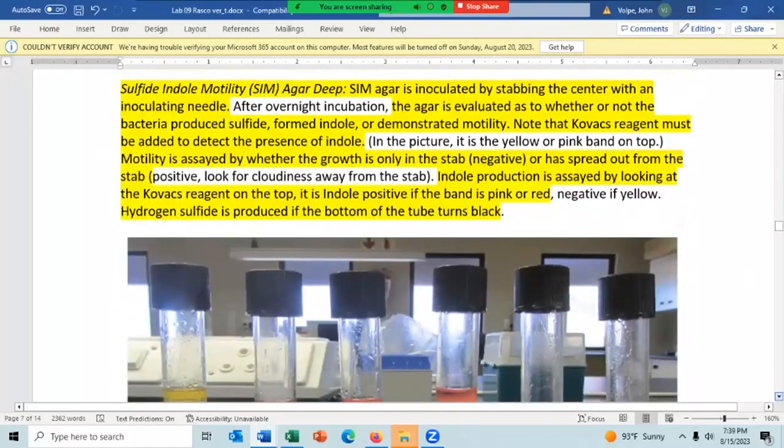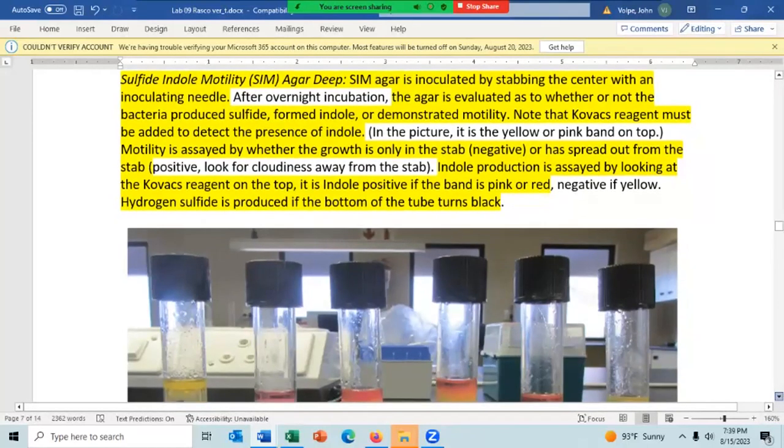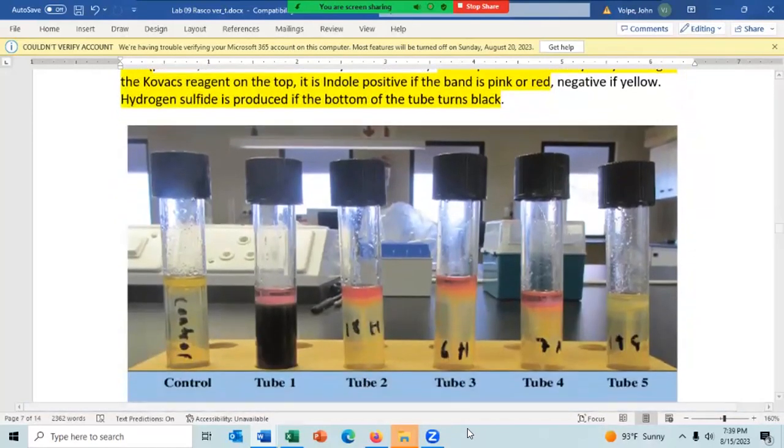All right, the SIM test is another test where three things are being tested. What you do is you stab inoculate the tube, and then you look to see where there's growth. If there's growth only in the stab, that means the bacteria is non-motile. If the bacteria flares out from the stab or moves everywhere in the tube, then the bacteria is motile. You then add Kovacs reagent to the top of the tube. Kovacs reagent floats, and if it turns pink, then indole was produced.